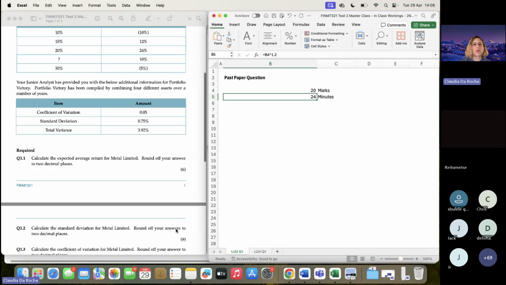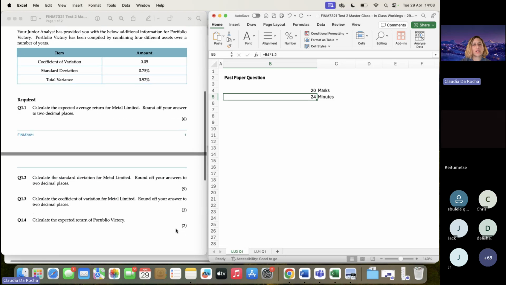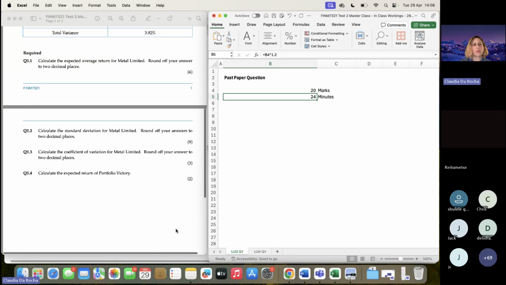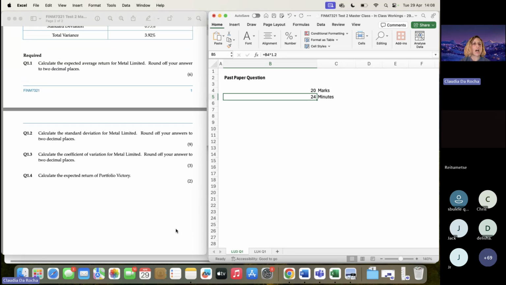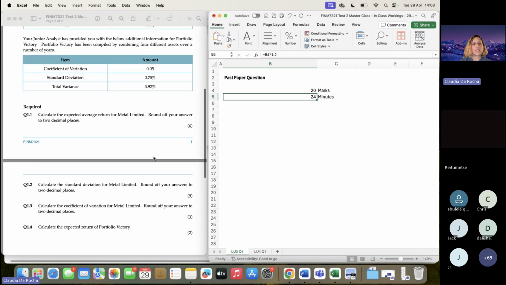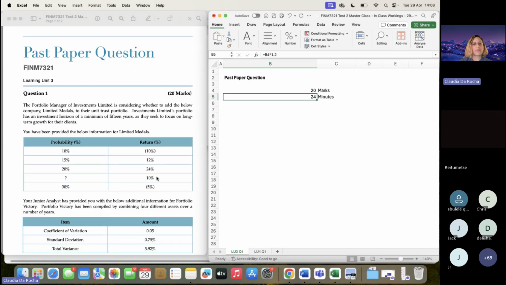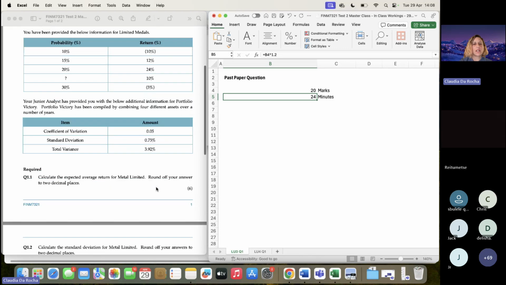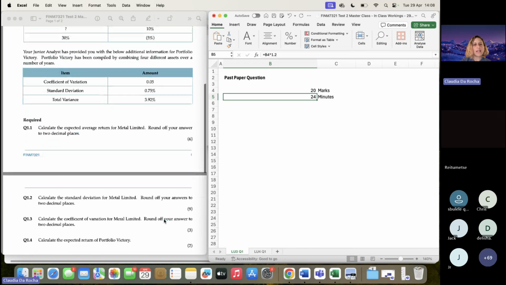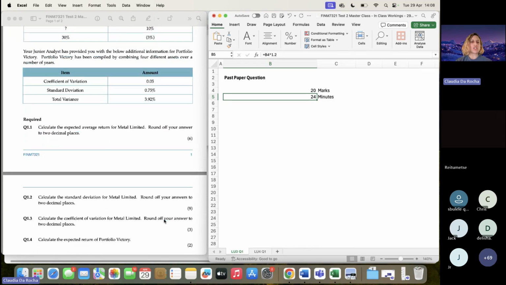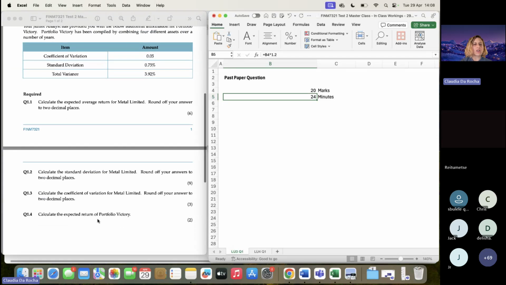All right, so let's look at the required first. So once we've looked at the marks and how long it's going to take us, let's look at the required. So number 1 says calculate expected average return for Metal Limited. So that actually should be Investments Limited. And round off your answer to 2 decimal places. Calculate the standard deviation. Calculate the coefficient of variation, and then calculate the expected return of Portfolio Victory.